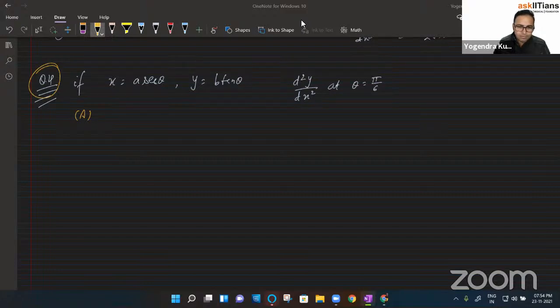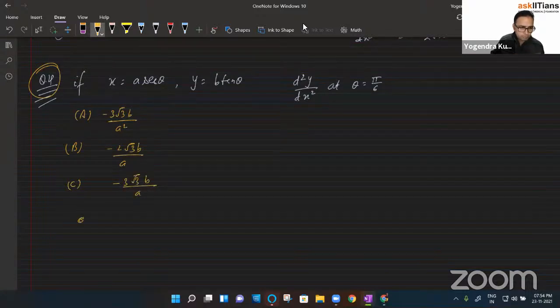Wait. 1 second. Let me write down the options. Devashi, just check. I think Vedant's answer is exactly matching there. This is the first option. B option is minus 2 root 3 B divided by A. C option, I don't know what the correct answer is. I need to do this. These are the options.